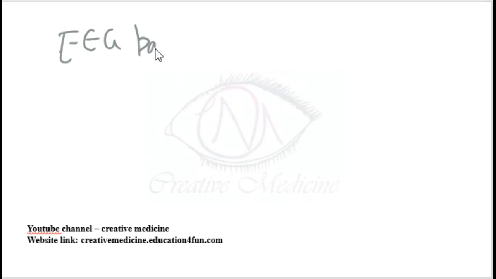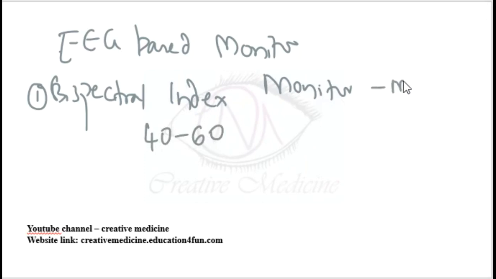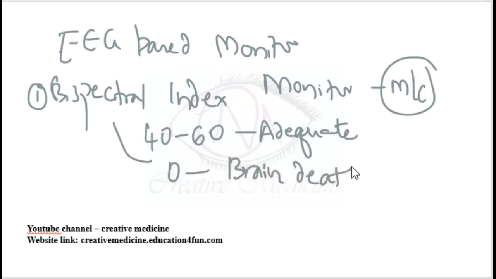One, we have the bispectral index monitor. Bispectral index monitor is the best and most commonly used monitor. In the bispectral index monitor, the adequate depth of anesthesia should be 40 to 60. If the bispectral index monitor gives the value of 40 to 60, that is the adequate depth of anesthesia. If it gives the value of 0, that means the patient is brain dead. If it gives the value of 100, then the patient is awake.